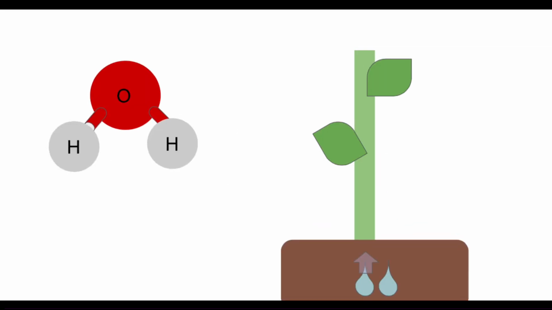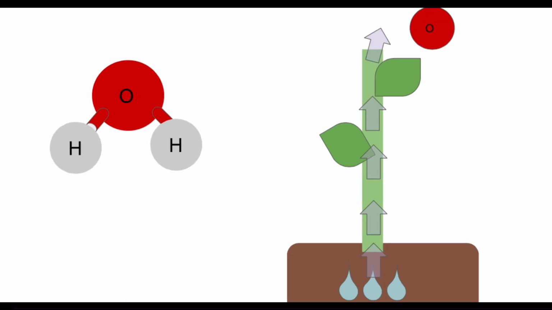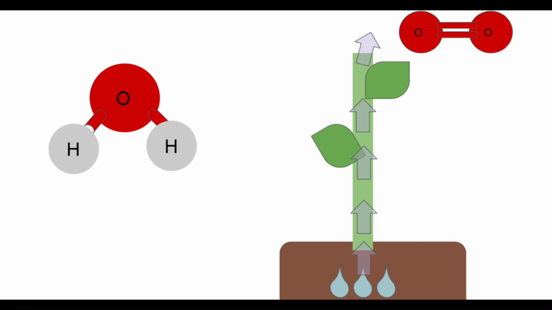As a review, water or H2O enters the plant and leaves the plant as oxygen during the light-dependent process. Then CO2, or carbon dioxide, enters the plant and is transformed into glucose in the Calvin cycle.